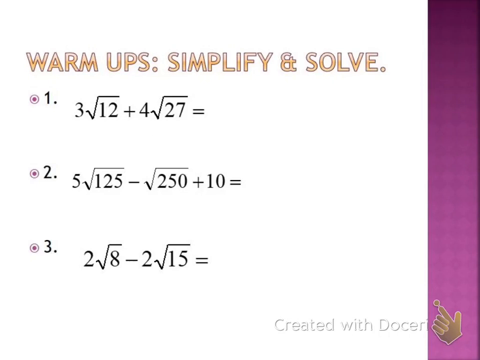What can 12 break into? 6 and 2. Which one of those can break down more? It breaks into 3 and 2. So we have a pair of 2's. So we already have a 3 out in front. What's that going to get multiplied by? A 2 that we bring out in front. 3 times 2 is 6. What's left under the radical? The 3 that was alone when we split it up.